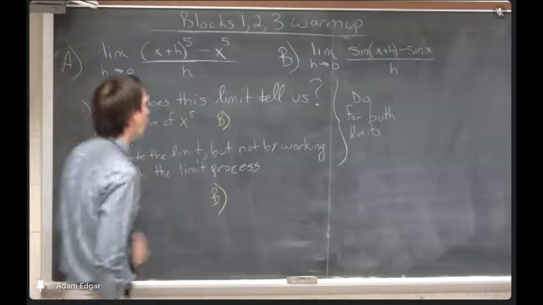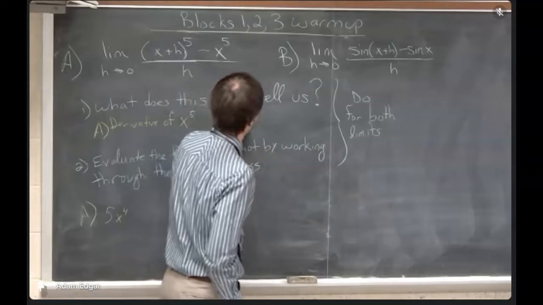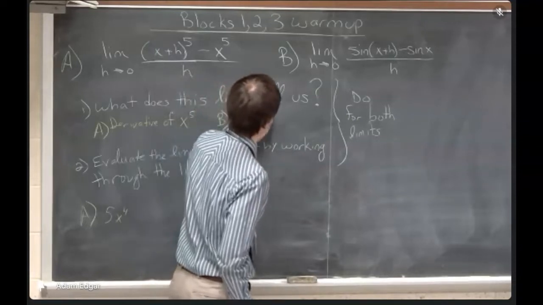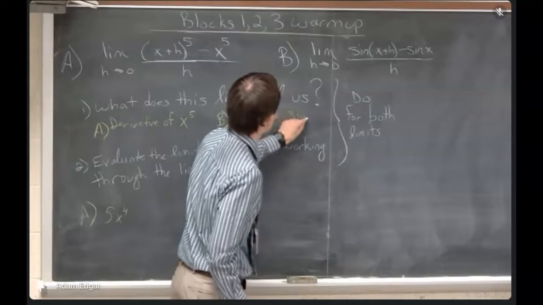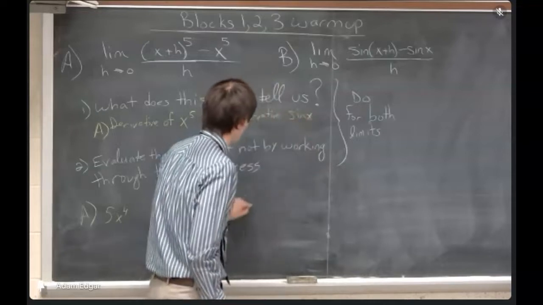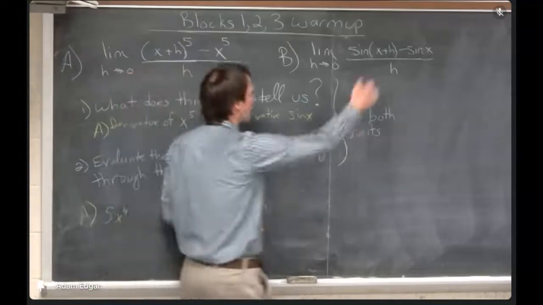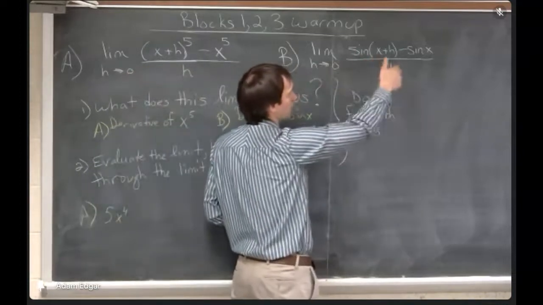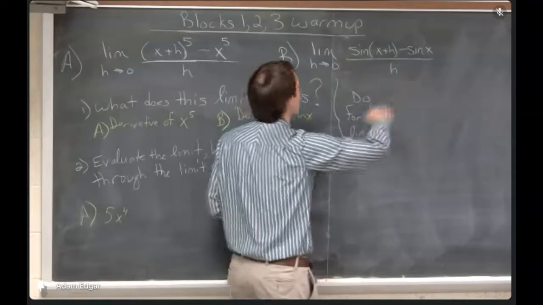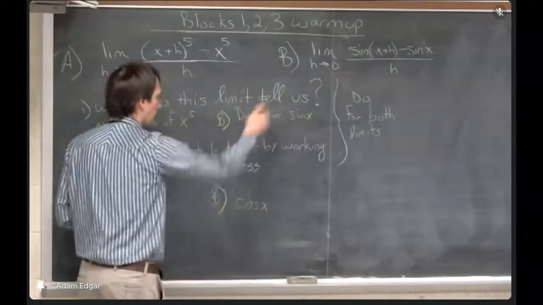Over here, this is the derivative of what? Of sine x. The derivative of sine x is cosine x. You're done. Again, if you see an actual number here for x, so instead of sine of x plus h, it's sine of pi over 2 plus h, then you get the derivative and plug in pi over 2.